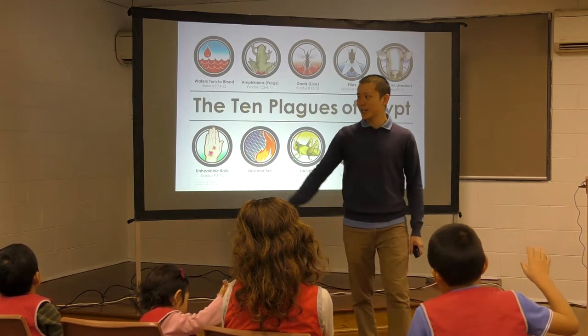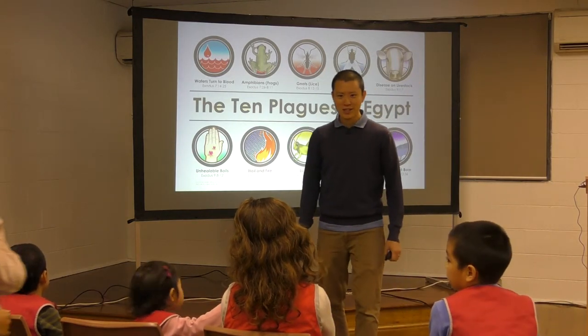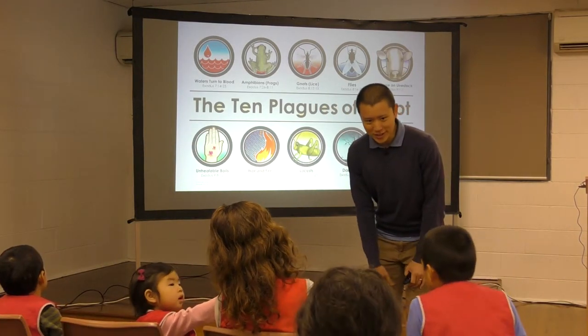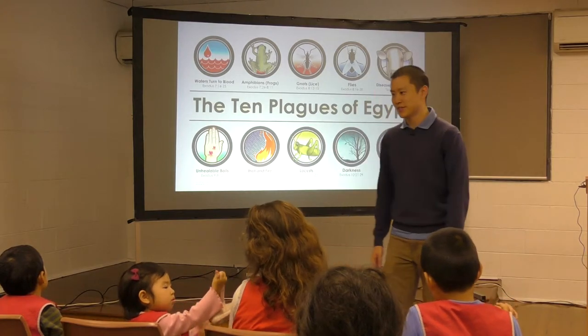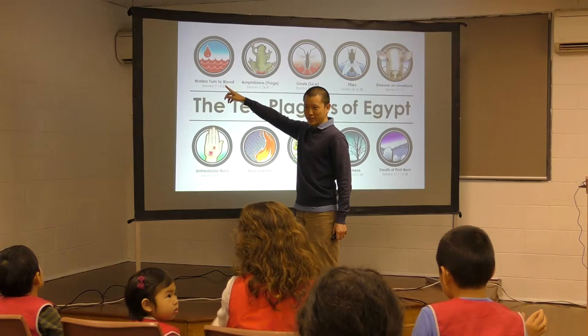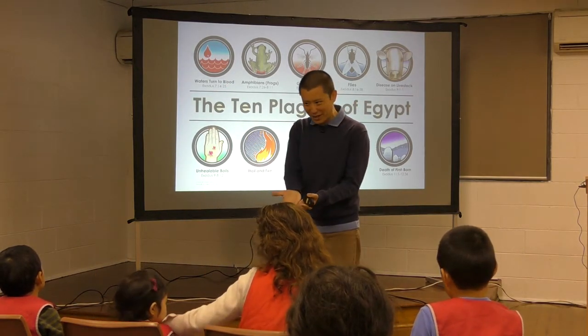So when Moses went into Egypt, and Pharaoh didn't want to let the Israelites go out of bondage, God judged Egypt with 10 plagues. So he turned the water into blood. Can you imagine that? If you turn the tap on and instead of water coming out, blood came out. Isn't that yucky?